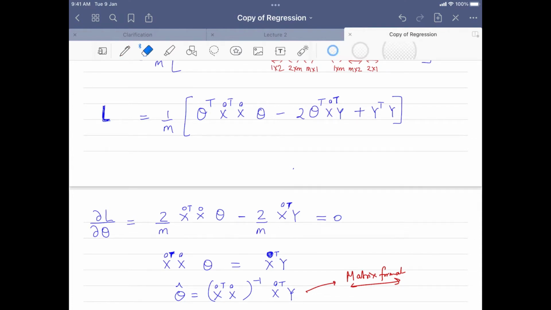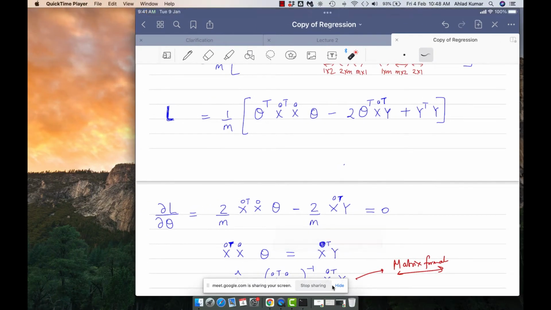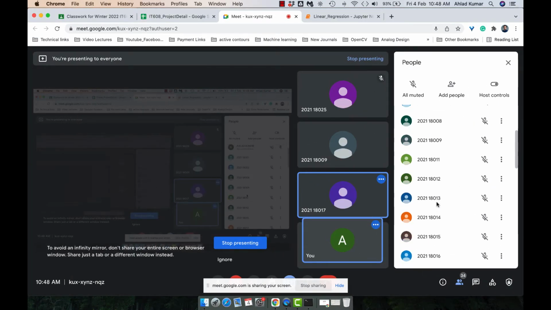Can you tell me what is the dimension of this matrix which is given over here, the one where we take the derivative of the loss with respect to theta? Can anyone tell? What would be the dimension of this matrix? Yes, roll number 14, can you tell me this? What would be the dimension of the loss with respect to theta? Do you know?